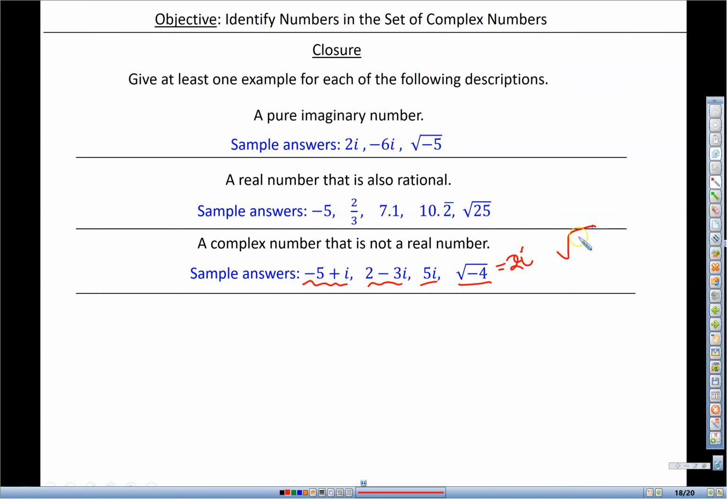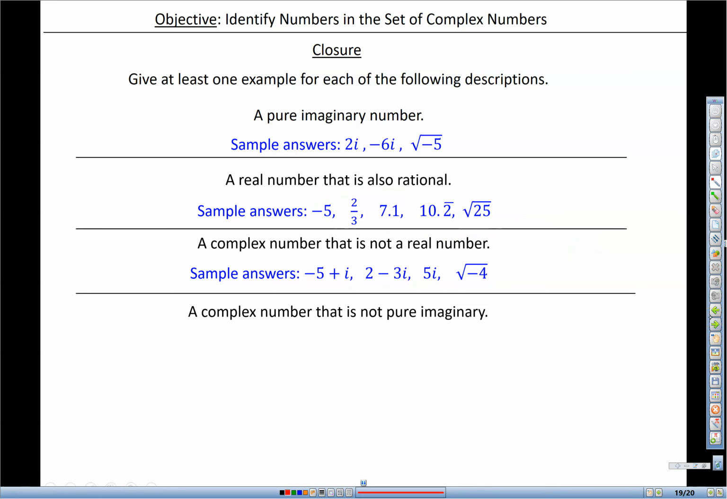If you did something like the square root of 2, nope, sorry, that's irrational. Remember, irrational numbers are real numbers. And rational numbers, like all of these, are also real numbers, so you couldn't have done any of those.